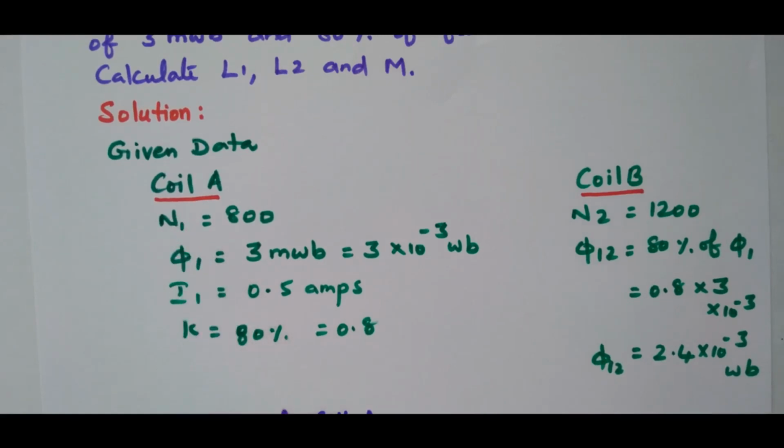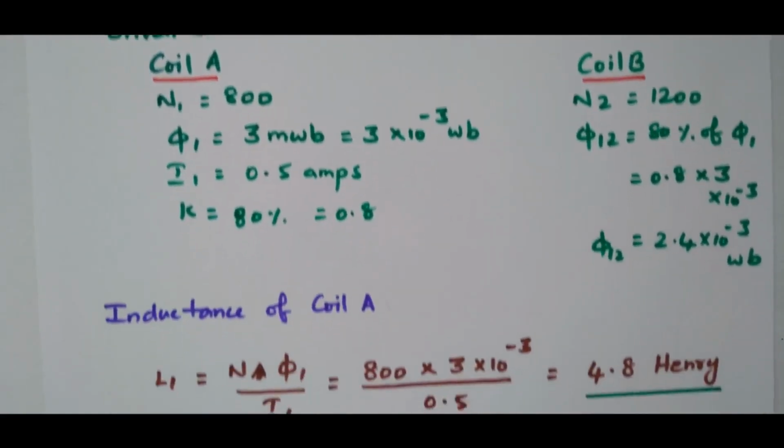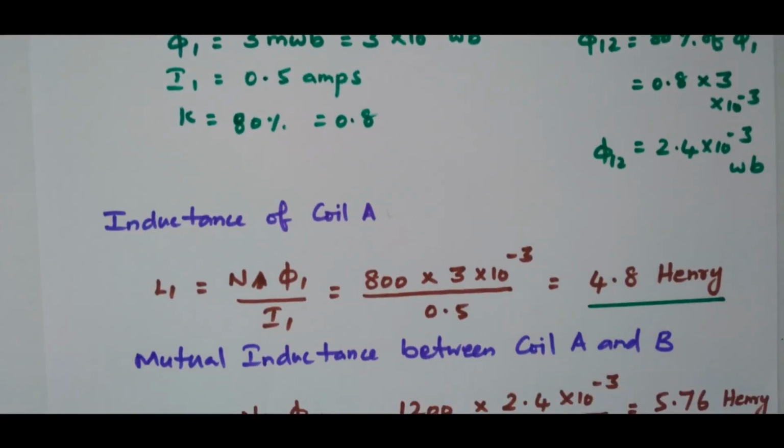N, phi, I, all are available. So we can find the inductance of coil A. L1 equals N1 phi 1 by I1. Right, N1 is 800 and phi 1 is 3 into 10 to the power minus 3, divided by I1 which is 0.5. So by simplifying, we got 4.8 Henry. All the values are available, so we calculated the inductance L1.